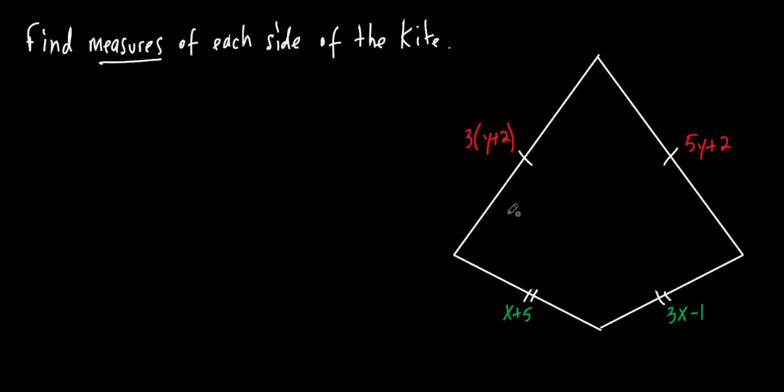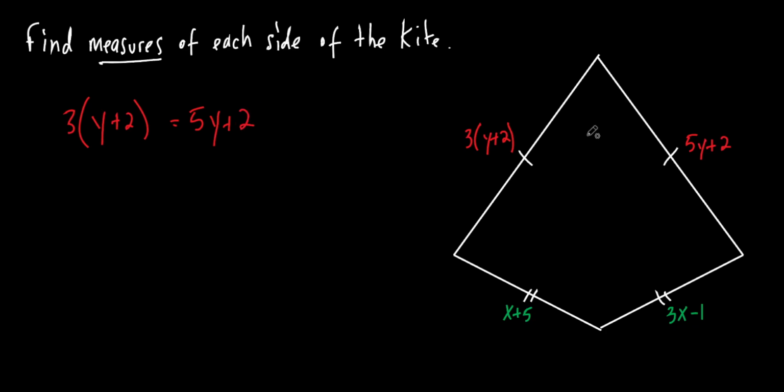So let's do the red one. That's the geometry. That's all the geometry you had to know. It's the only thing you needed to know about a kite was that these 2 sides are equal to each other. So guess what you're going to do here? You're going to go 3 times what? 3 times y plus 2. Equals what? 5y plus 2.